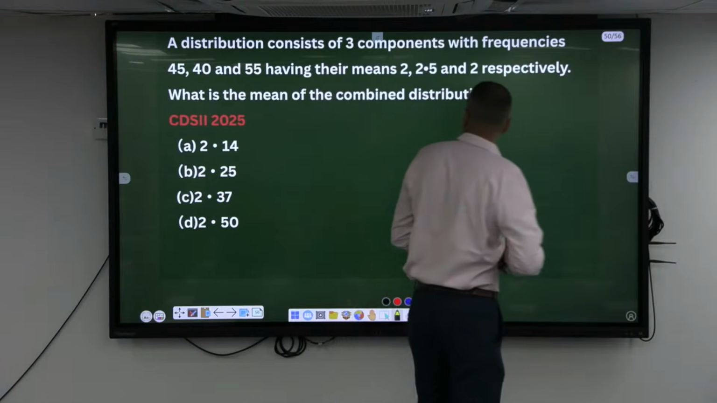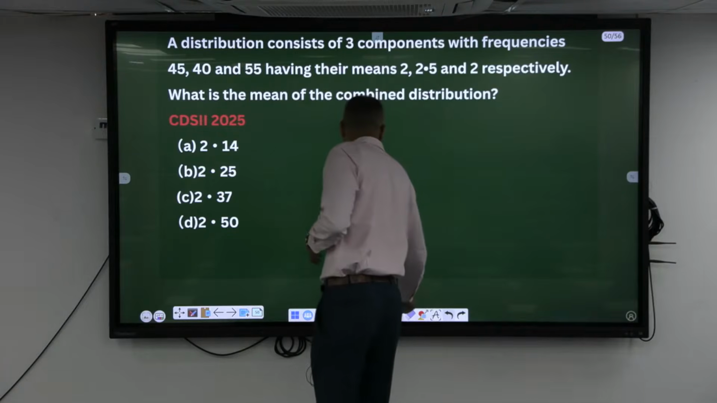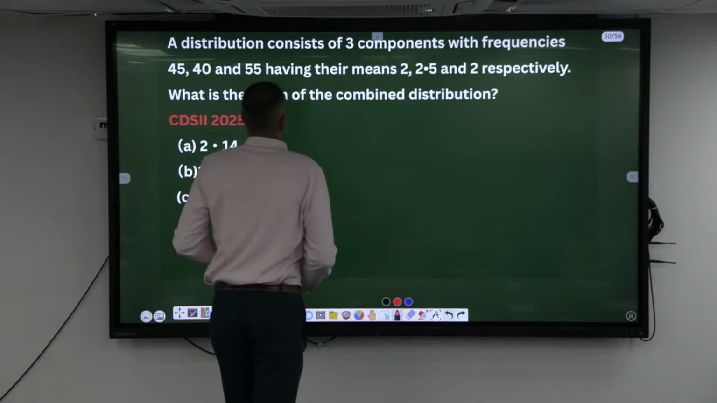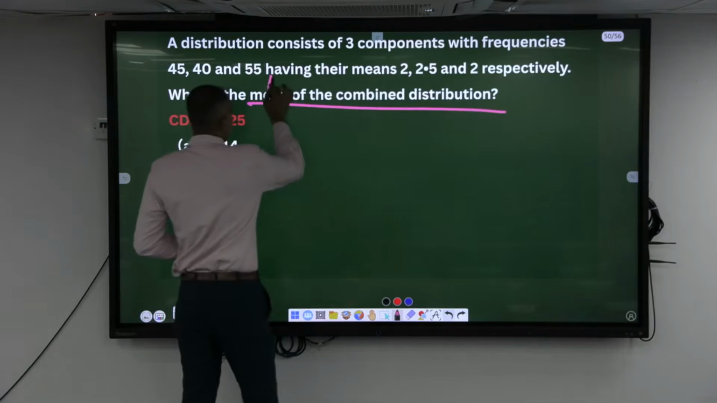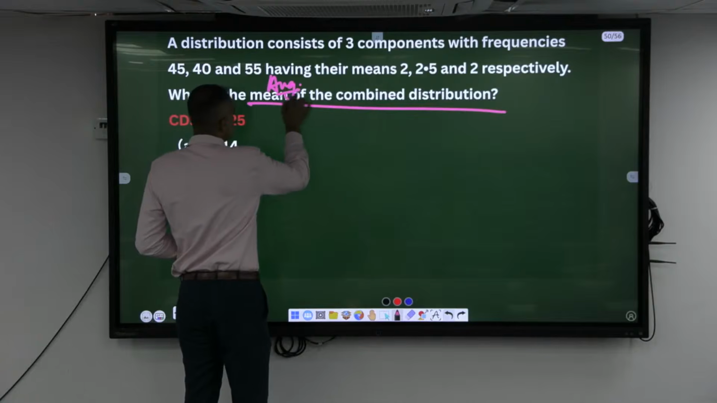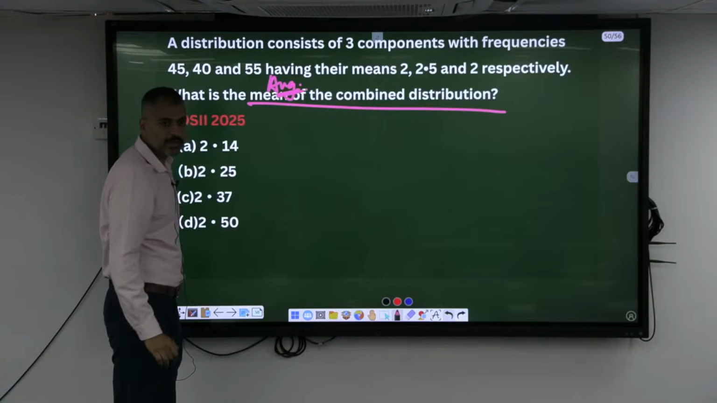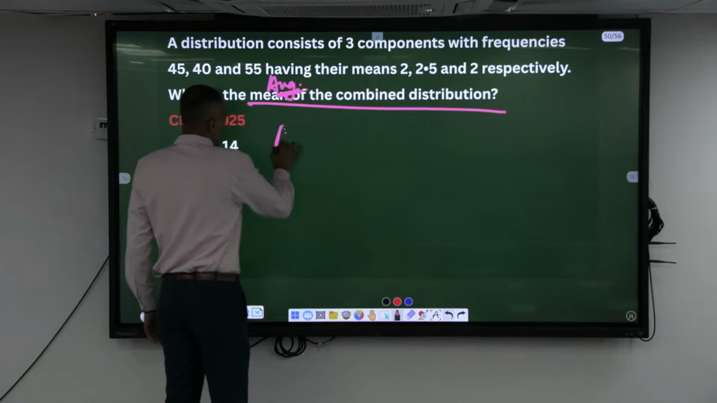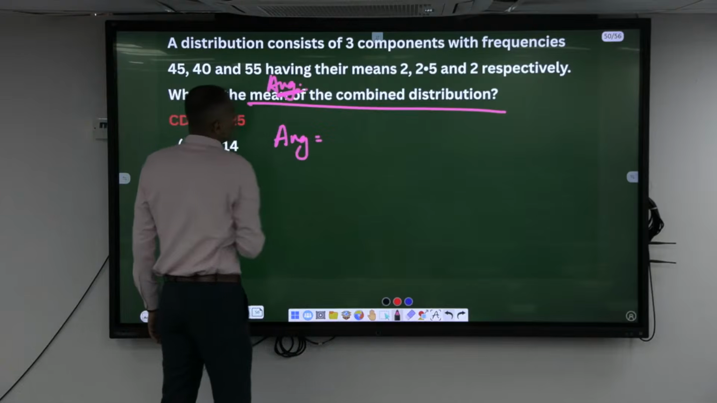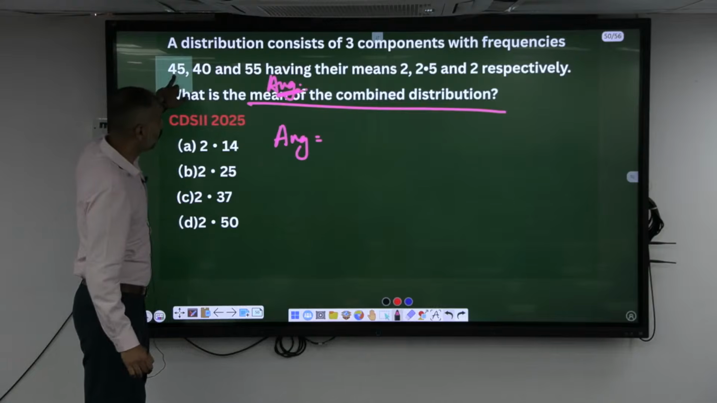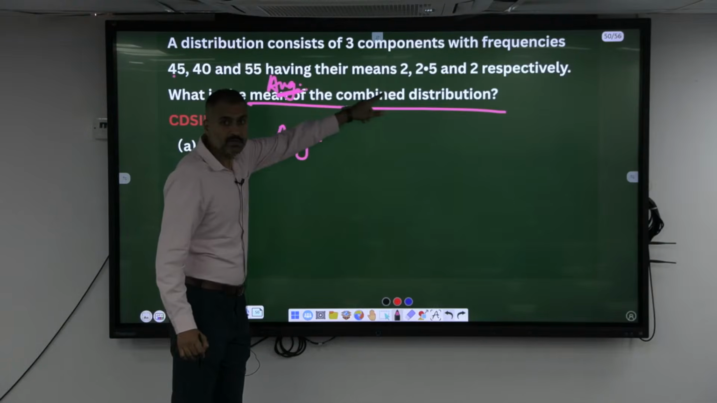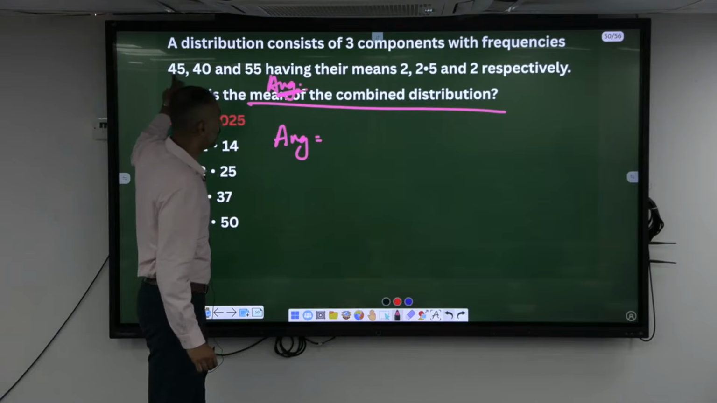Okay, look here now. What is the mean of the combined distribution? Mean is nothing but what? Average. Very similarly here also, average or mean is equal to the sum of the product of frequencies into their mean. Okay, average.